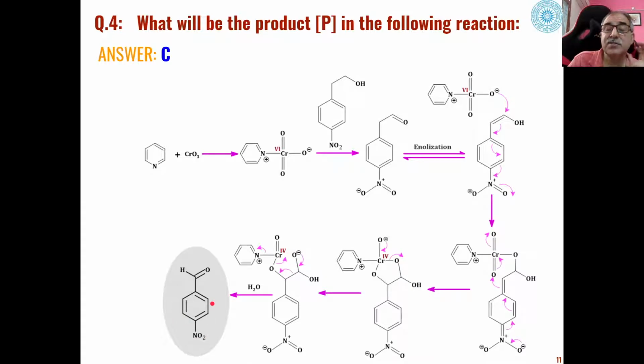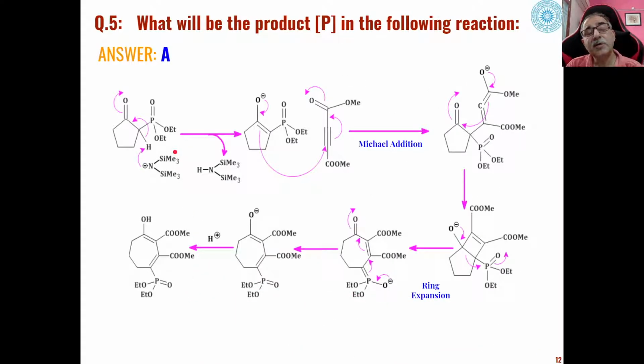And that is how the final product will be para-nitrobenzaldehyde. Otherwise, with most of the reagents, only oxidation of this primary alcohol will take place to give us these as the product. But when we are using these two as the oxidants, then one carbon is eliminated from the substrate, and we will get para-nitrobenzaldehydes as the product.